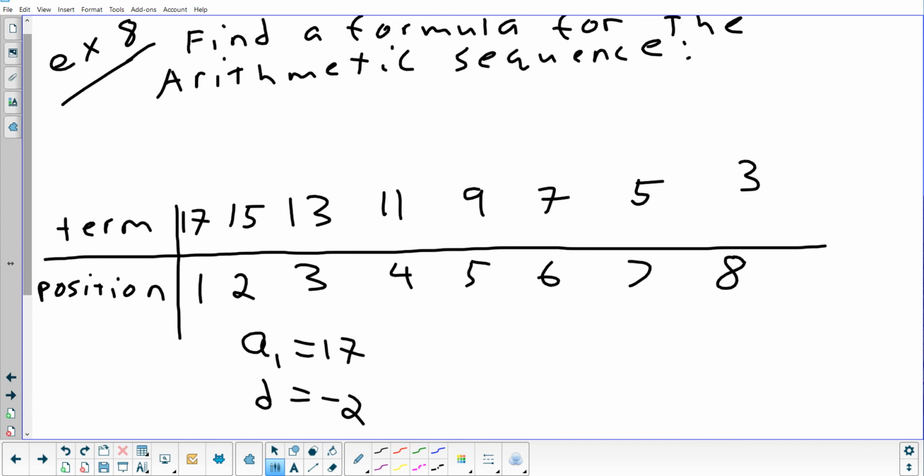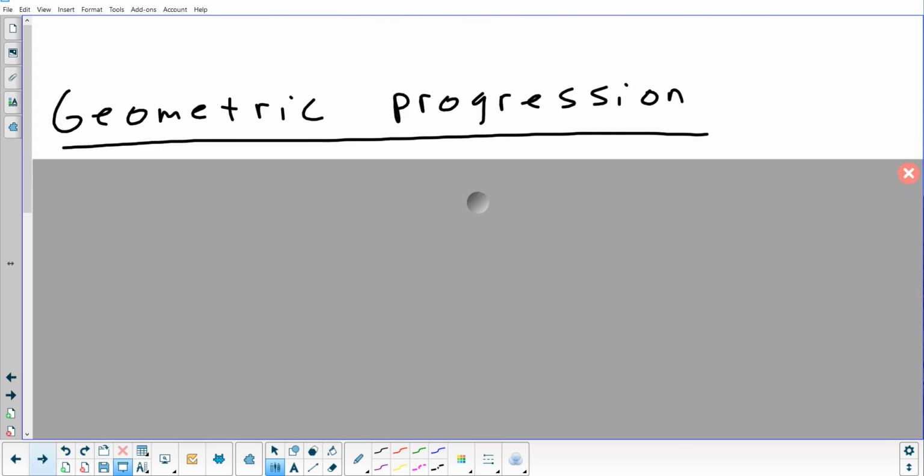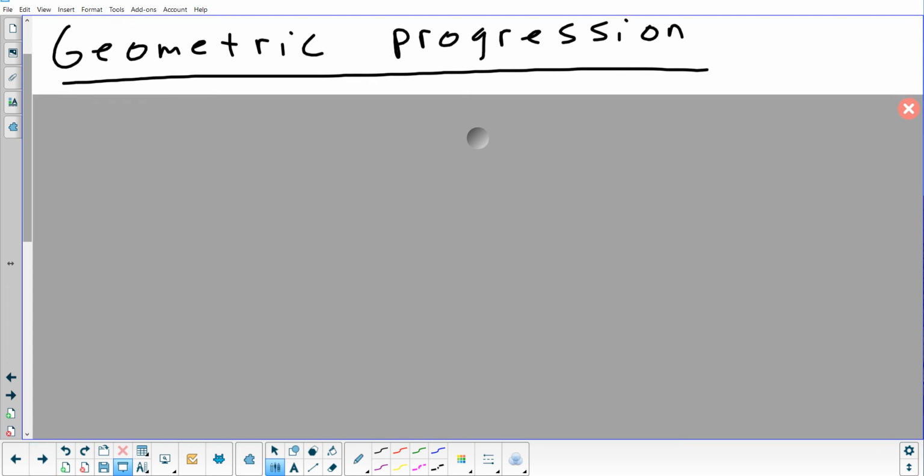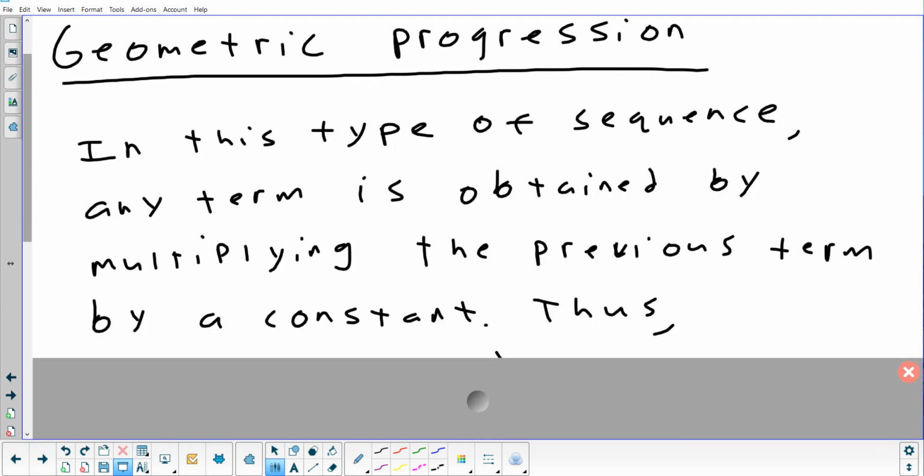Okay, and I think that table kind of helps to visually see this problem. So the other type of sequence, and the last one we're going to look at, is a geometric progression. So we have arithmetic and geometric. These two words describe how you're getting from one term to the next. Are you adding? Or are you multiplying?